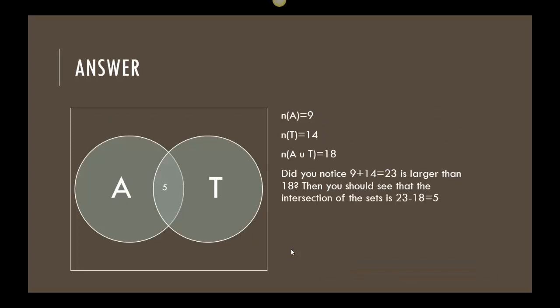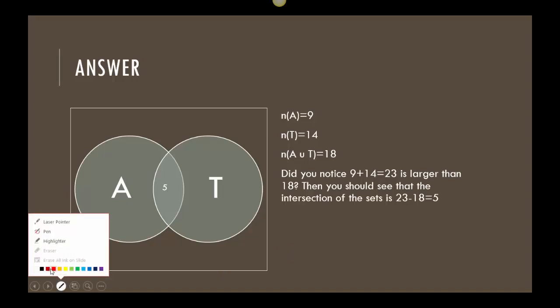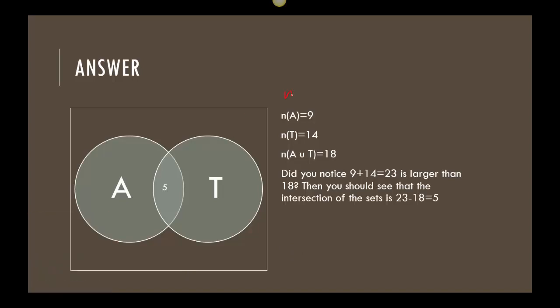So the first thing I did is turn everything into symbols. N of A is 9, N of T is 14, N of A union T was 18. And I could have written in there, just to remind you, that N of U is 29 players. Okay, so what do I do?